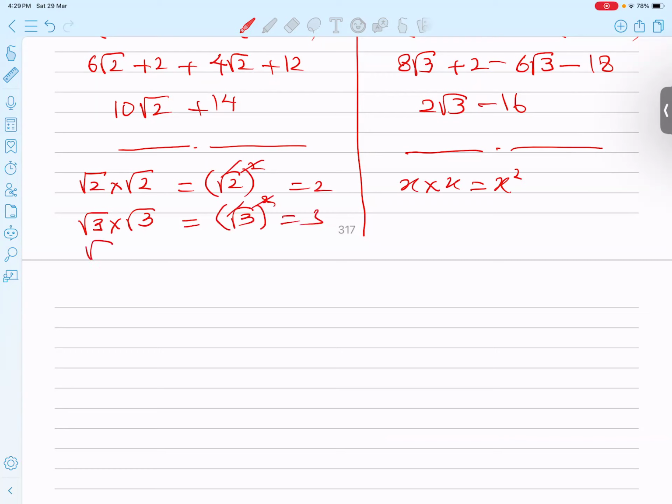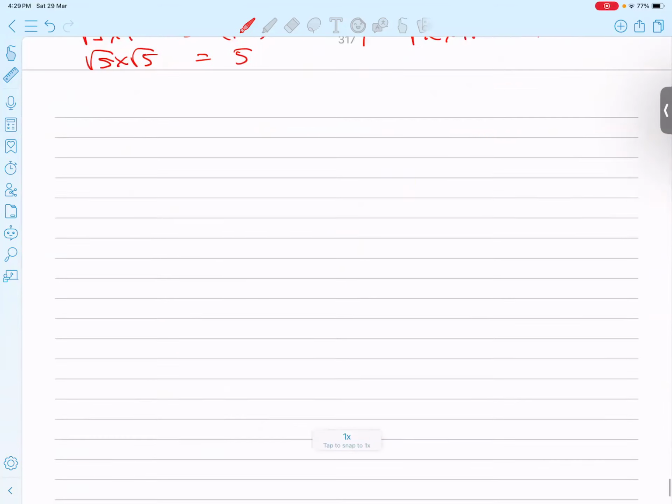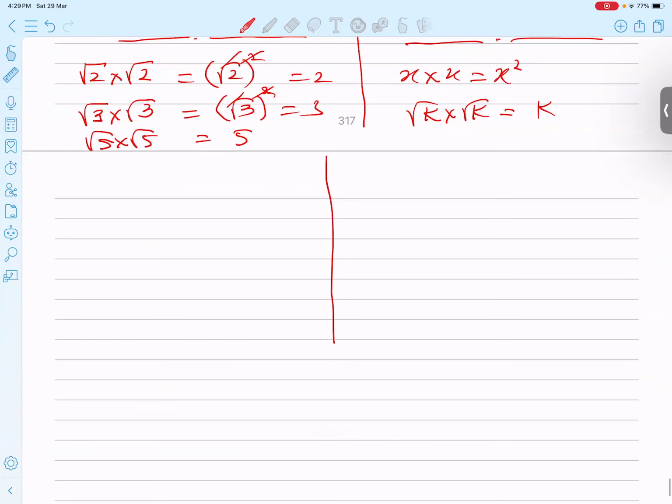Onwards, root 5 into root 5, don't waste time. Simply say 5. Root k times root k becomes root k squared, only k. I hope you got the point very clear. And let's start question number 7 and question number 8. Get ready, question number 7 and question number 8.